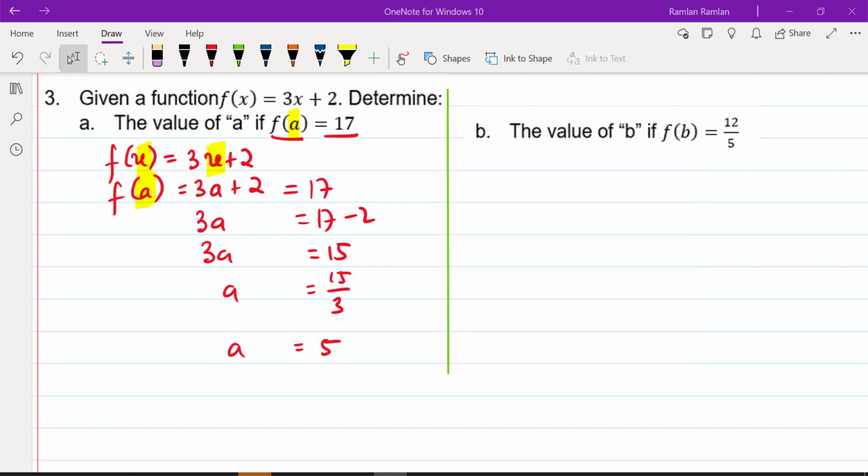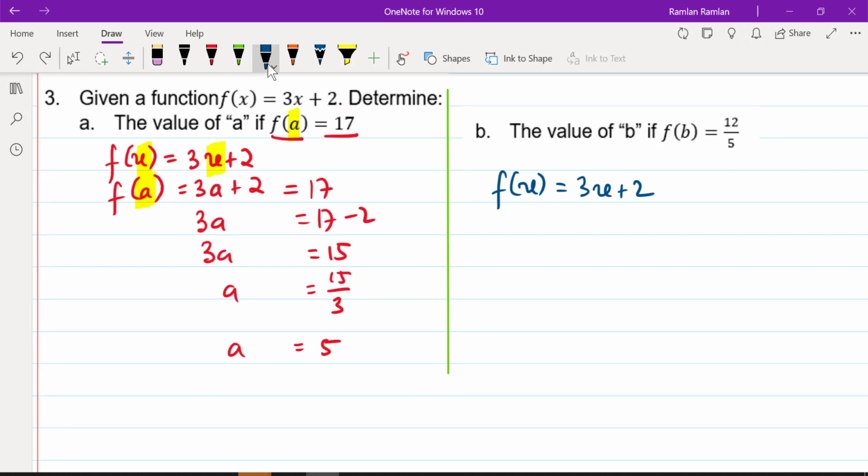Okay, now for question B of number 3: the value of b if f of b equals 12 over 5. So here we go, the same concept applies. I suggest that every time you answer this kind of question, rewrite the function if you have one, just like this one here. f of x equals 3x plus 2. So I'm going to rewrite that again: f of x equals 3x plus 2, from the question here.